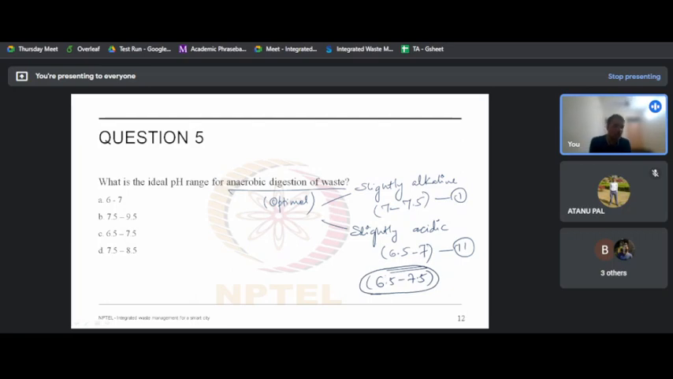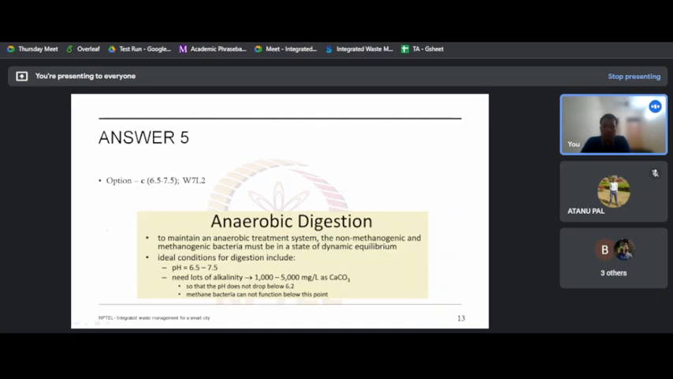We should not go very basic or very acidic. So we should try to maintain it around 7. We can go a little below, a little above, because we need to provide for some tolerance. Maintaining exact pH is not very easy. So always there will be some tolerance. So option C, 6.5 to 7.5 is the ideal pH range. We'll see this using the slide. So students can refer to the second lecture of this week.